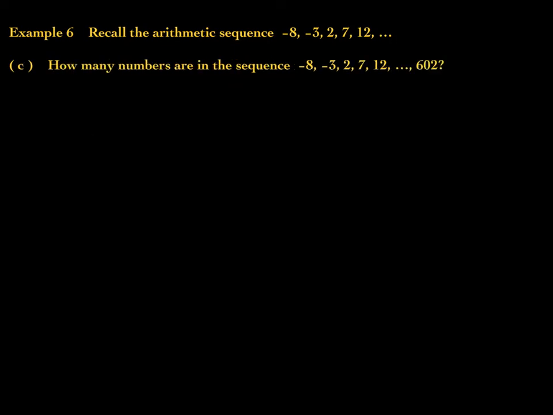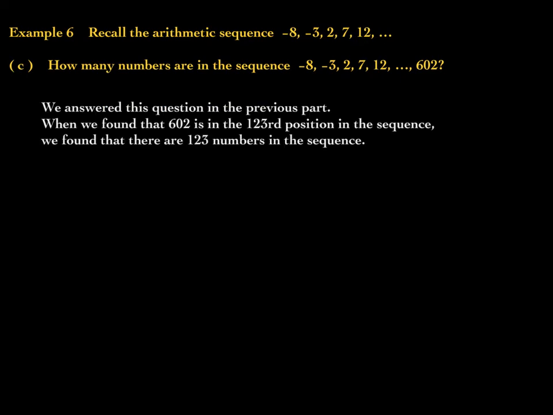Last question about the sequence. How many numbers are in the sequence that we were just considering right now? Wait a minute. Didn't we just answer that question, really? Didn't we just figure out that 602, which is the last term in this sequence, is in the 123rd position? So if this is the first term, second term, third term, fourth term, fifth term, and so on, up to the 123rd term, that must mean there are 123 terms in the sequence. This is kind of a duplicate question. All right, cool, everybody. So there are 123 terms or numbers in this sequence.